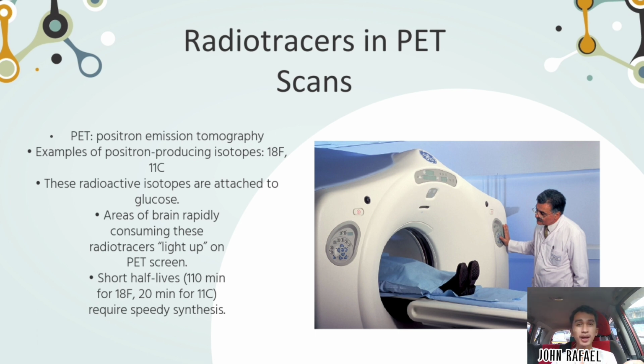And 11C, or carbon 11, is widely used for the early diagnosis of cancer. So these radioactive isotopes are attached to glucose. Areas of the brain rapidly consuming these radio tracers light up on the PET screen. Short half-lives: fluorine 18 has 110 minutes, and carbon 11 has 20 minutes. So it requires speedy synthesis.